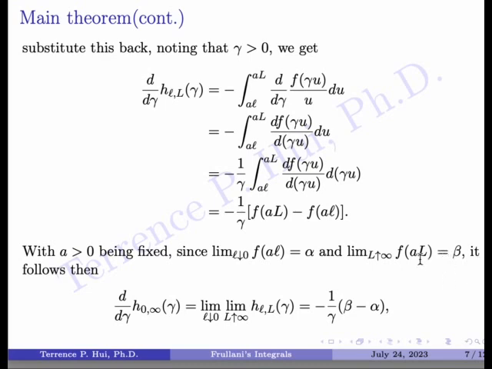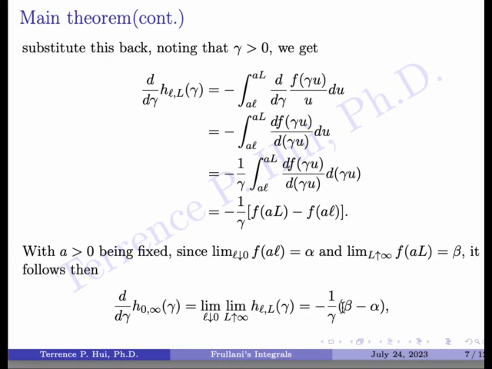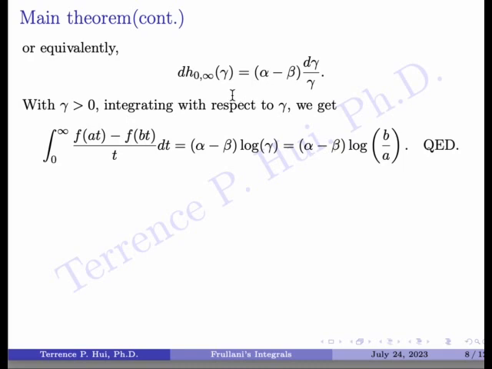All right, great. So in other words, this is just beta and this is just alpha, so it's beta minus alpha. So after taking this limit, letting little l go to 0 and big L go to infinity, this is just minus 1 over gamma times beta minus alpha. Okay, let me rewrite that a little bit. Remember, it's beta minus alpha with a negative sign. So let's get rid of that negative sign by turning this around, making it alpha minus beta. So this becomes just alpha minus beta, d gamma over gamma.